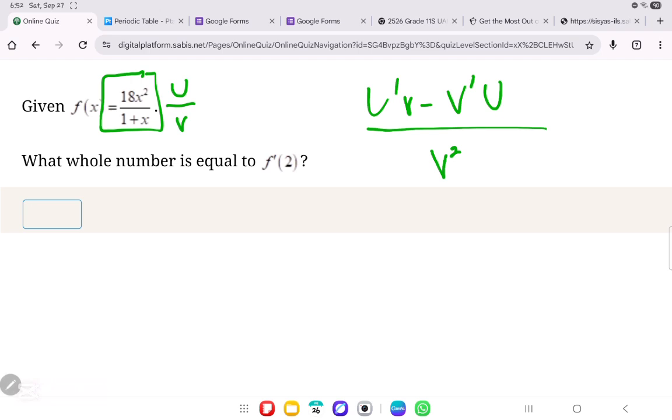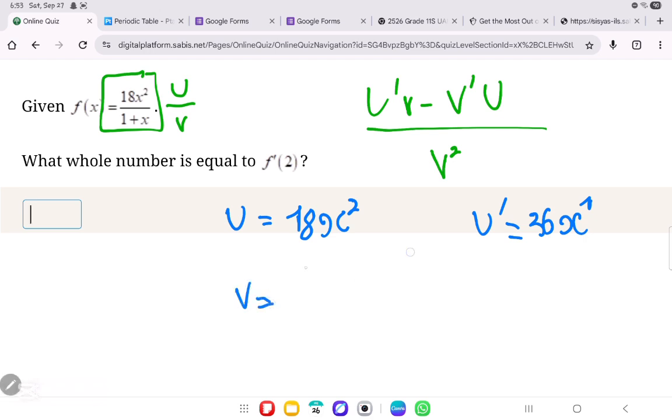So what is the first thing we need to do? The first thing we need to do is to find u. Our u in this scenario is 18x squared. Now let's find u prime, the derivative of u. You guys should know how to find the derivative. So you're going to bring 2 down. So 2 times 18, that is 36x. And then 2 minus 1, that's going to be 1. Perfect. Now that we have u and u prime, let us find v and v prime. V in this scenario is 1 plus x. And v prime is very simply 1.